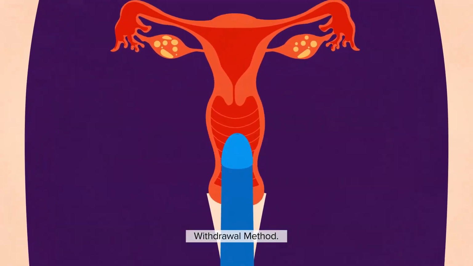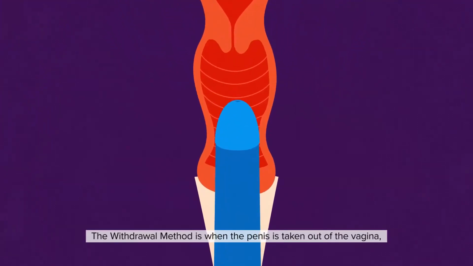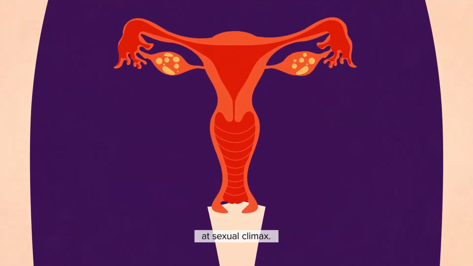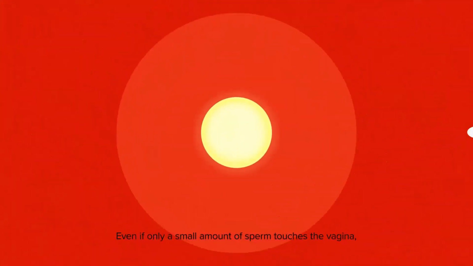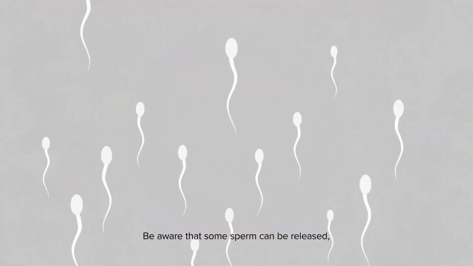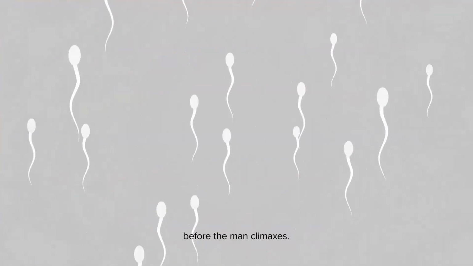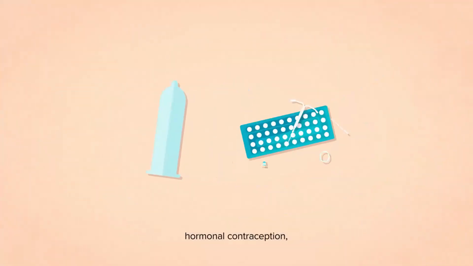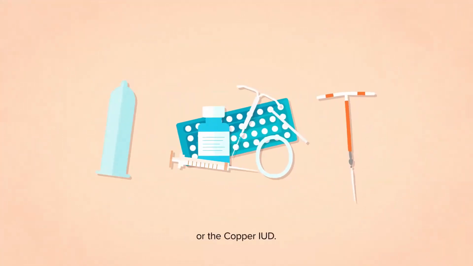Withdrawal method. The withdrawal method is when the penis is taken out of the vagina before the man releases sperm at sexual climax. Even if only a small amount of sperm touches the vagina, it's still possible to get pregnant. Be aware that some sperm can be released before the man climaxes. This method isn't as reliable as using condoms, hormonal contraception, or the copper IUD.